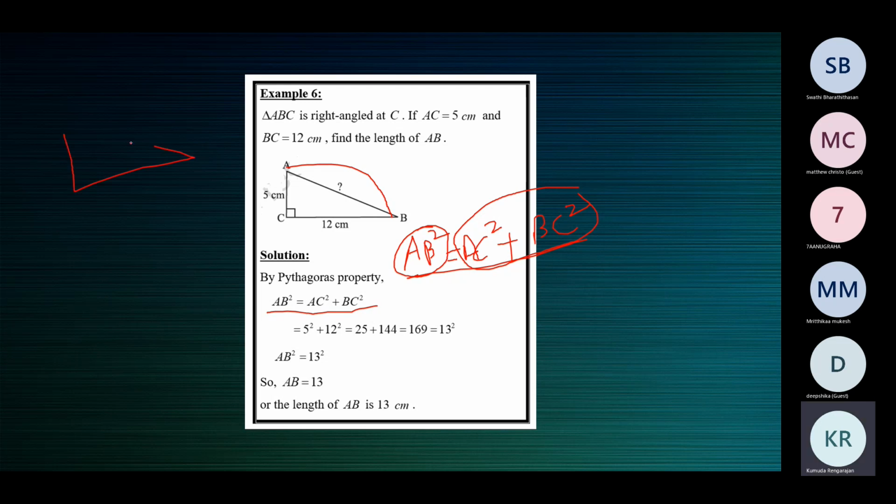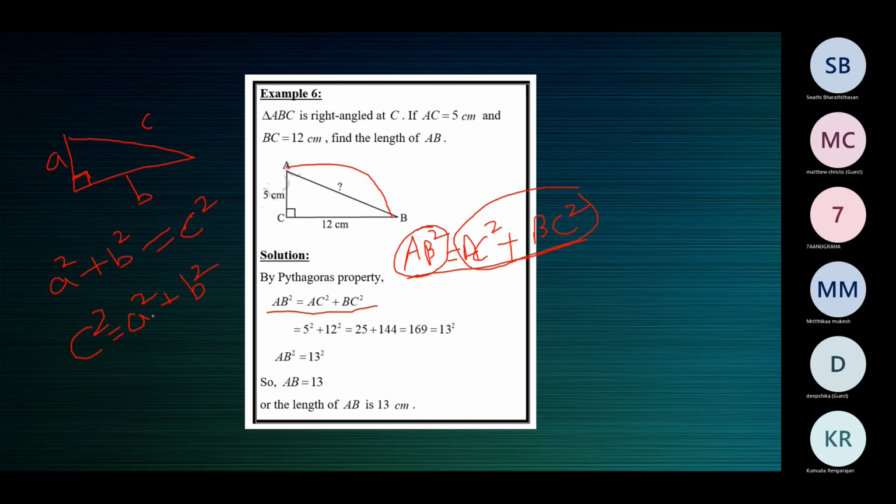So in general, if you call the side A, if you call the side B and this side C, it's a right triangle. If it's a right triangle, then A square plus B square is equal to C square. Correct. Or you must write C square is equal to A square plus B square.